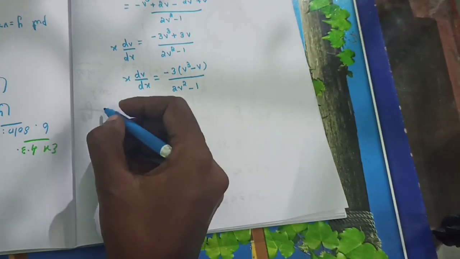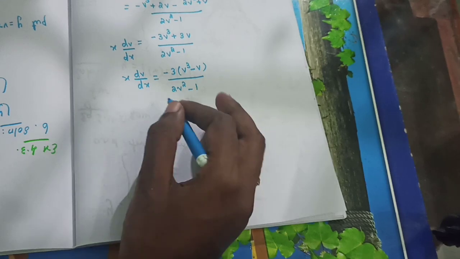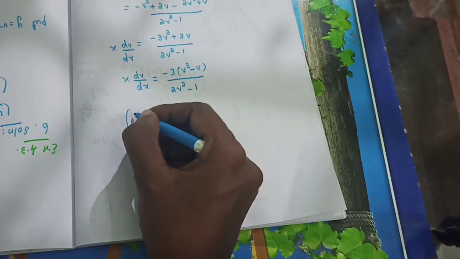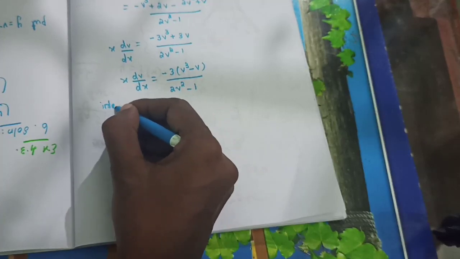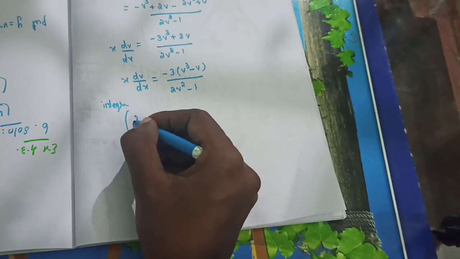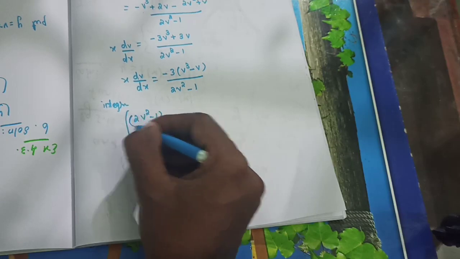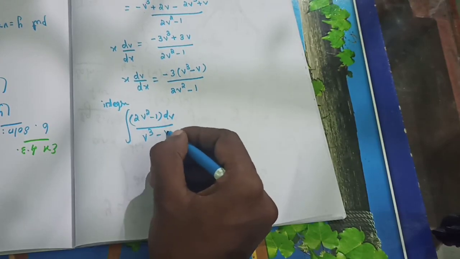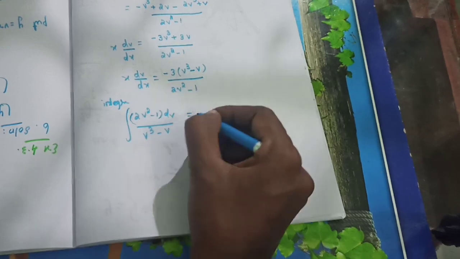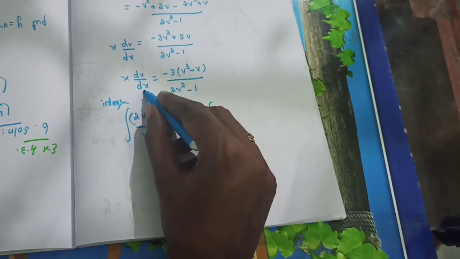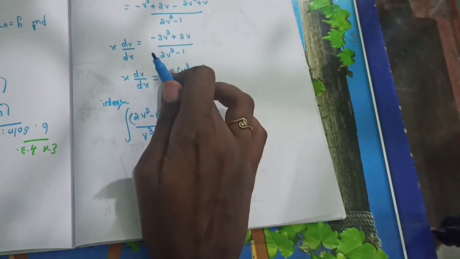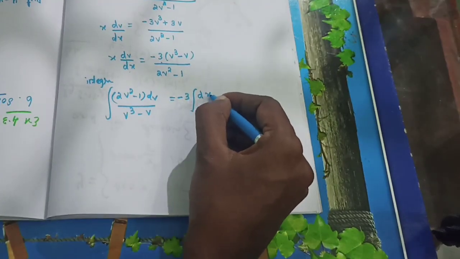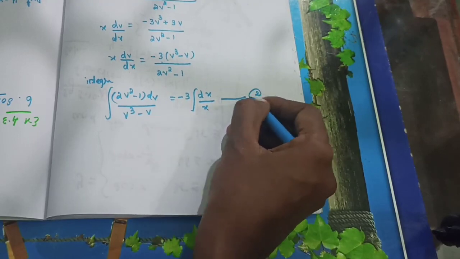Next, we are going to separate the variables, that is variable separable. So v on one side, integrating (2v square minus 1) dv divided by (v cube minus v), is equal to x on the other side, with minus 3 there. The minus symbol is there, so we are not bringing this minus term to this side. So minus 3 dx by x. Keep it as equation number 2.